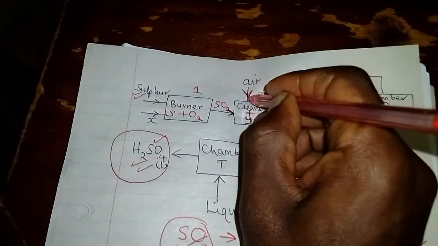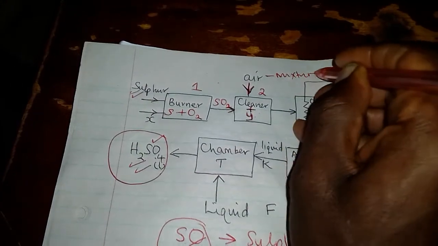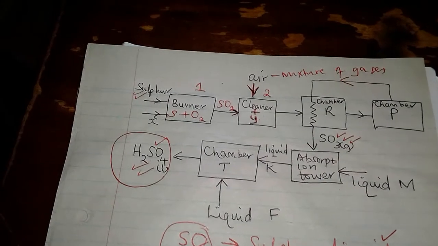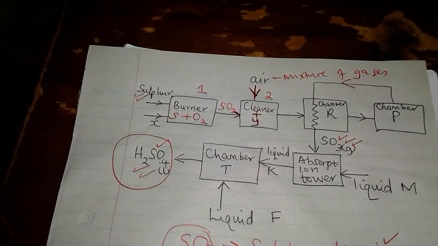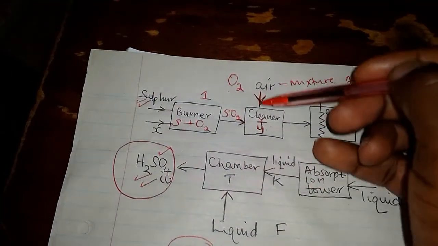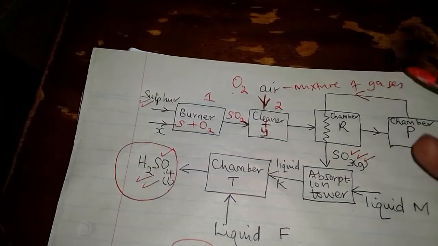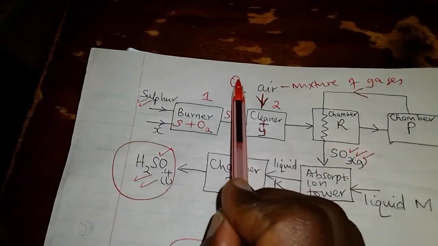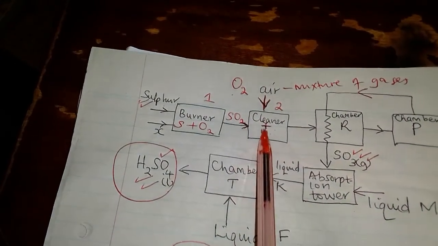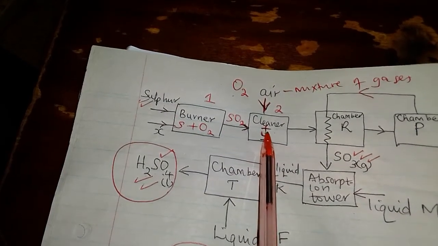And when you talk about air, everybody knows air is a mixture of gases. But now, the active part of air that can take part in a chemical reaction, majorly, is oxygen. So as much as we are allowing air inside here, this is not purely oxygen. It's actually a mixture of gases. But now the active part of air that is going to take part in this reaction is oxygen. So the oxygen gets allowed into this chamber 2. The sulfur dioxide also gets allowed into this chamber 2. They are going to react to give us a product.